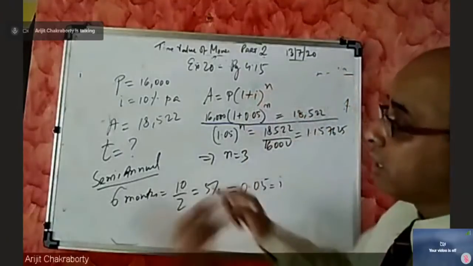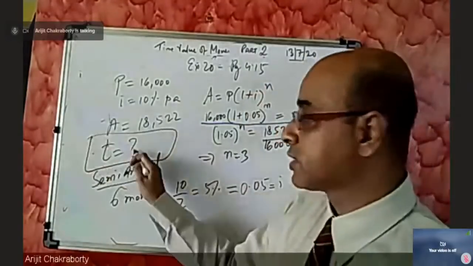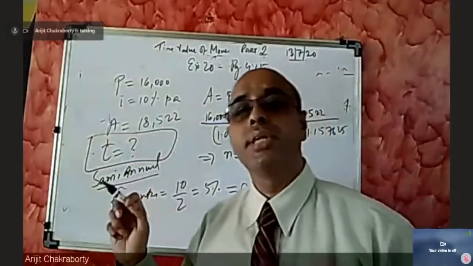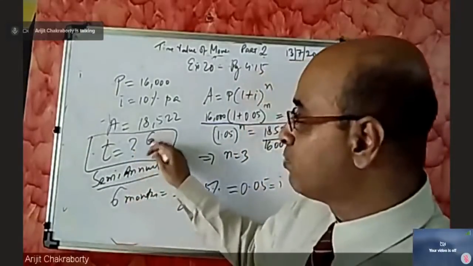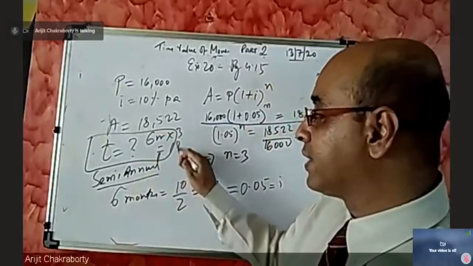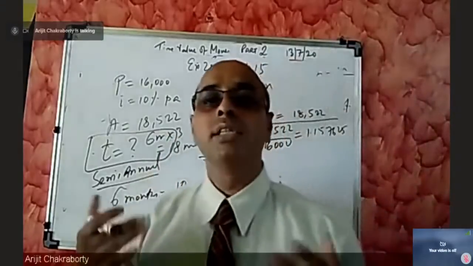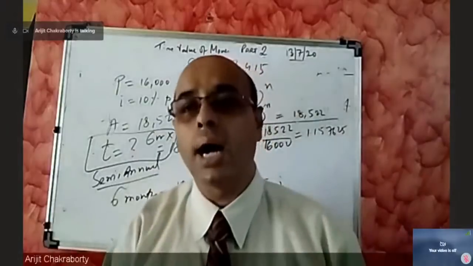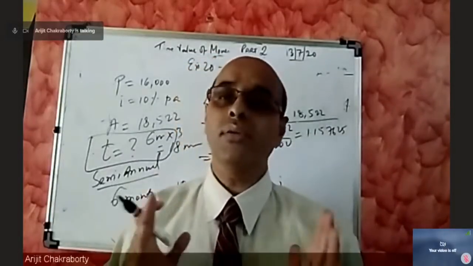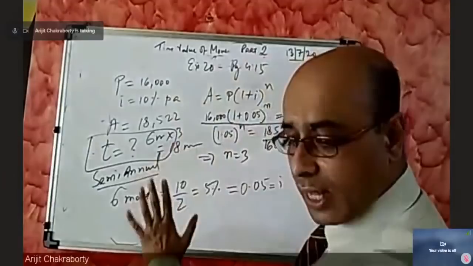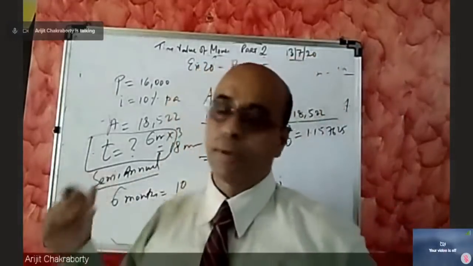So the total duration T, that is what we were supposed to find out. The total duration T is how much? 6 months into 3, that is 18 months. And 18 months means what? 1.5 years. So it's a question of 1.5 years. That is the time period which is required for this particular investment.